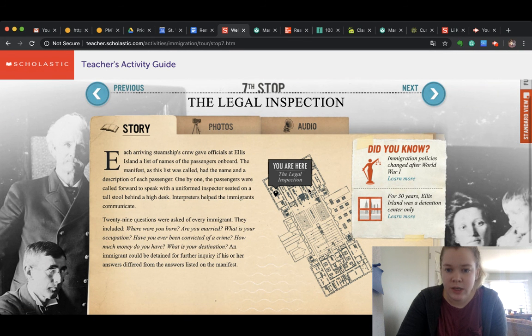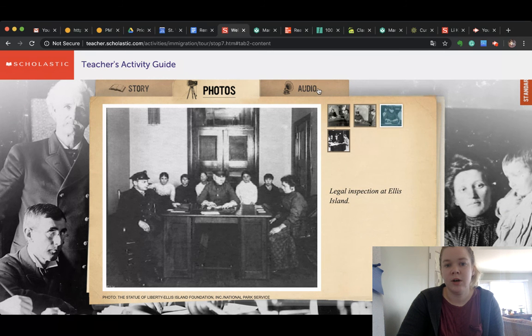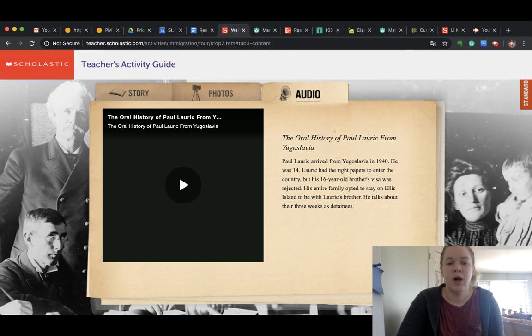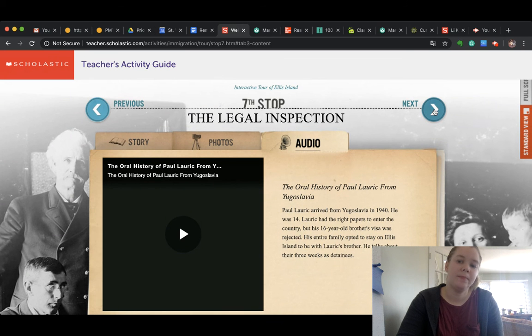So we have our legal inspection, and you can learn more about immigration policies, which are immigration laws after World War I. And for 30 years, it was actually a detention center, which is a prison. So for 30 years, it was just a prison. Okay, it also has some photos for you to look at. And it also has another story from a man named Paul from Yugoslavia, and he came when he was 14.